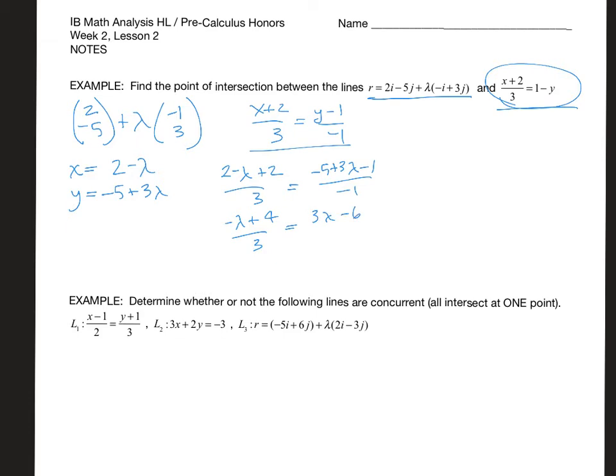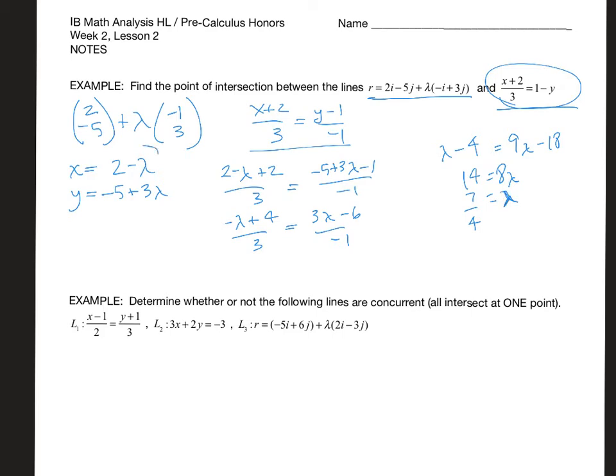3 lambda minus 6 over negative 1. And then I will cross multiply and get lambda minus 4 equals 9 lambda minus 18. And if I solve this for lambda, I should get 14 equals 8 lambda, or lambda equals 7/4. Okay, now that doesn't give me a point of intersection, right? That just tells me what lambda is.